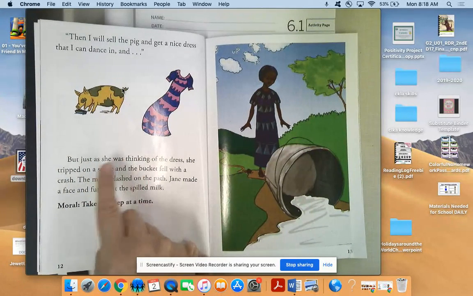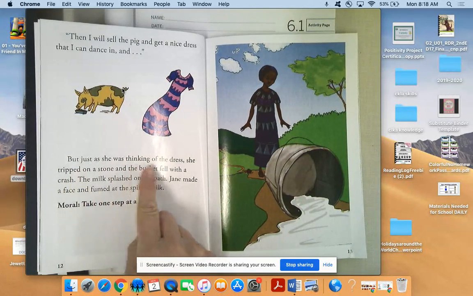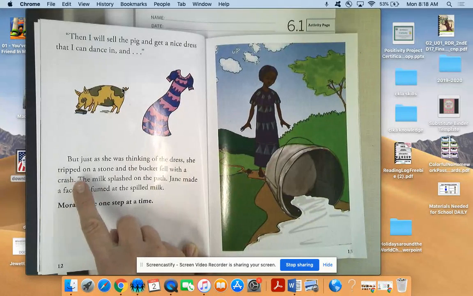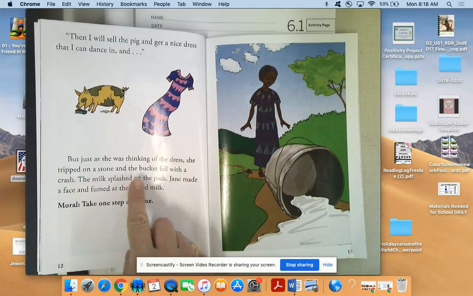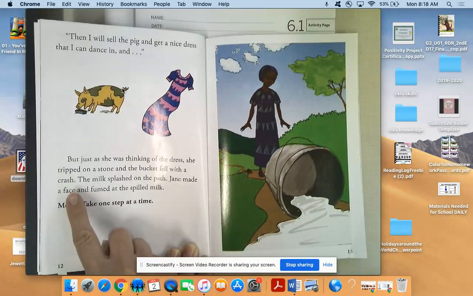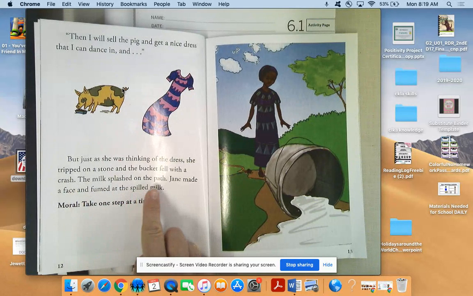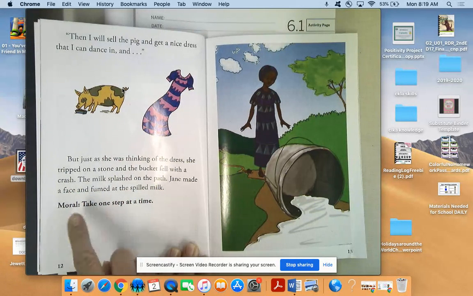But just as she was thinking of the dress, she tripped on a stone, and the bucket fell with a crash. The milk splashed on the path. Jane made a face and fumed at the spilled milk. The moral of the story, take one step at a time.